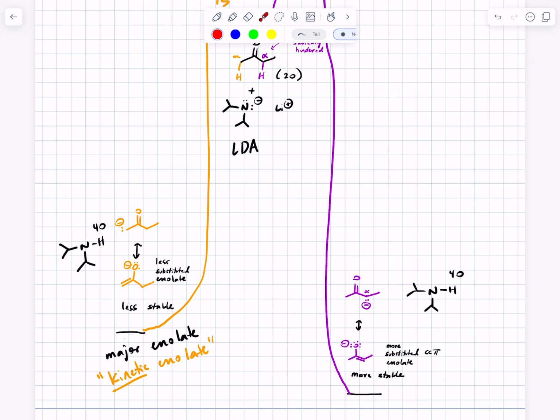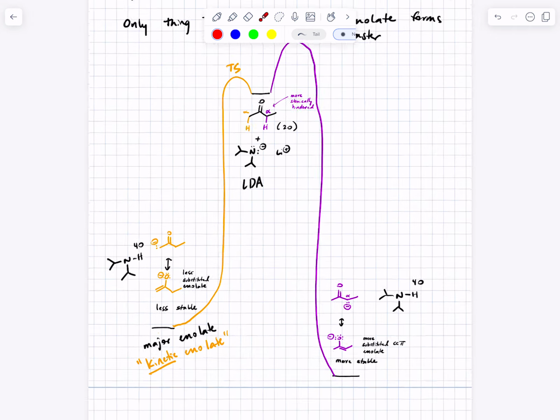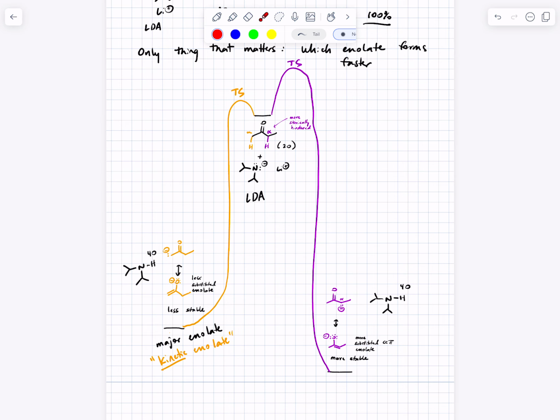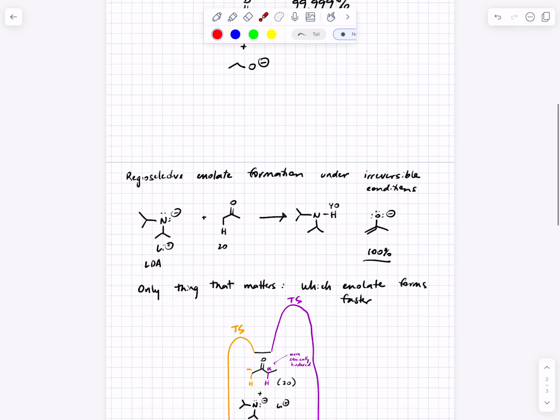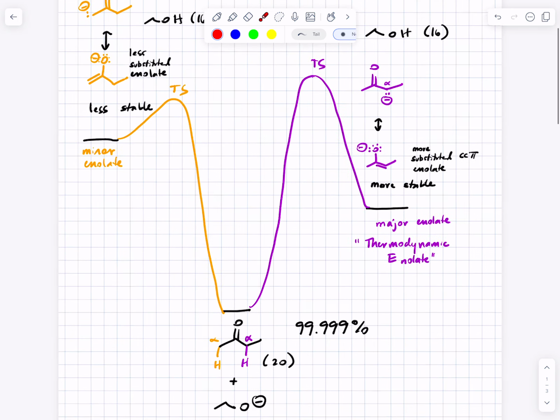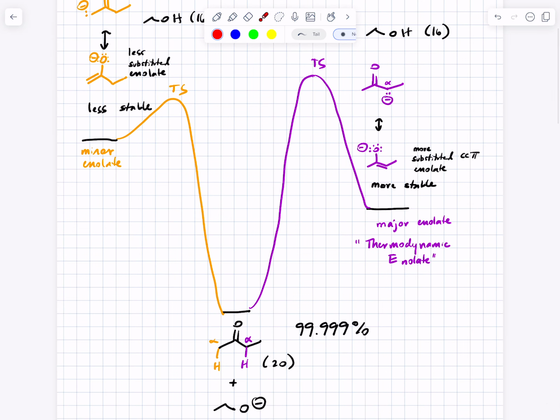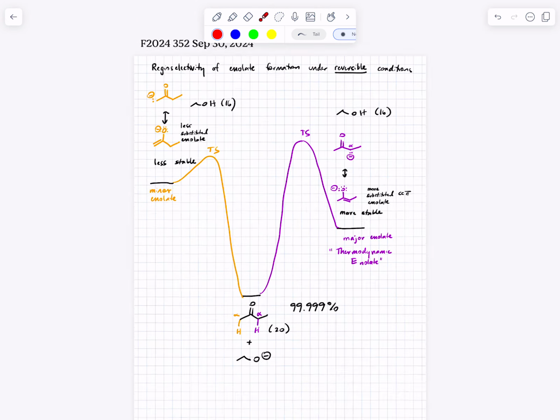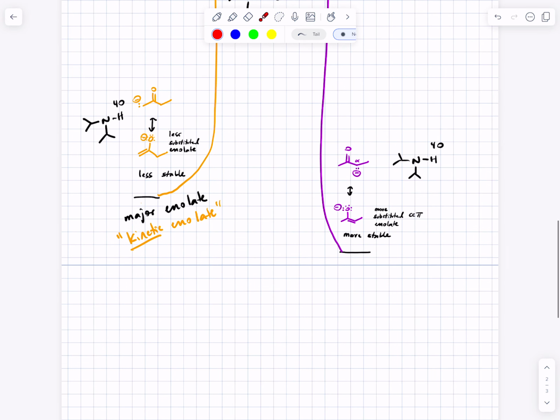On the other hand, yeah. Is there a way to control which of these products you get? Can you control which of the products you get? Yes, by changing the conditions. So you've seen by this that if I use sodium ethoxide as a base, the majority of the enolate that I have, even though it's a very small amount, is going to be this purple enolate. Whereas if I use LDA, the majority of the enolate that I have is going to be the less substituted enolate.